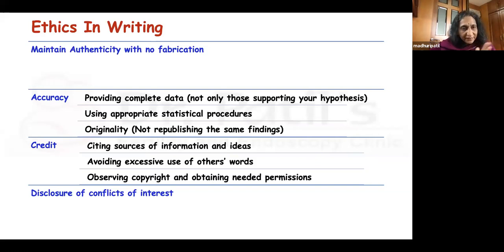Then you have to look at credit, that is, citing sources of information and ideas, avoiding excessive use of others' words, observing copyright and obtaining needed permissions. Suppose you have taken a figure from somebody else's paper, you cannot use it just like that. You have to take permission from that author, and then only you can use that figure. And this is done when you're writing a review article. And then it's important to disclose the conflicts of interest.